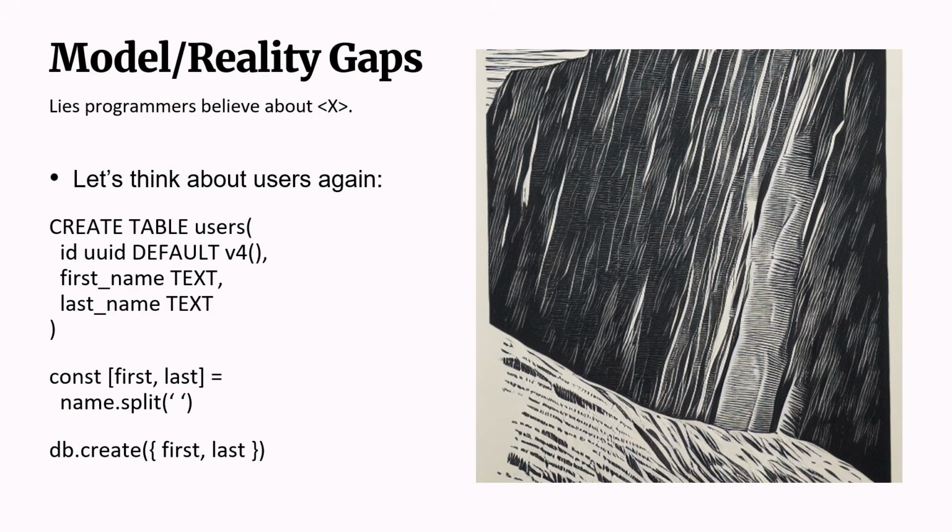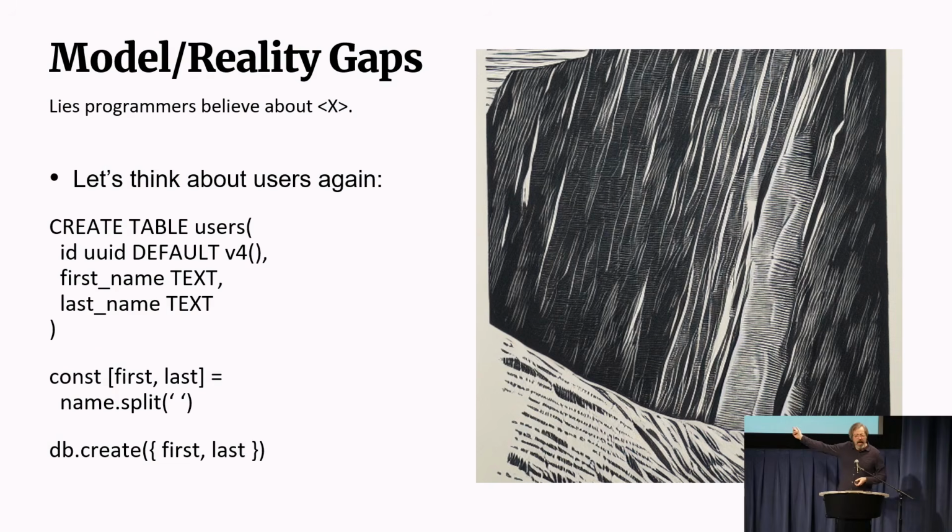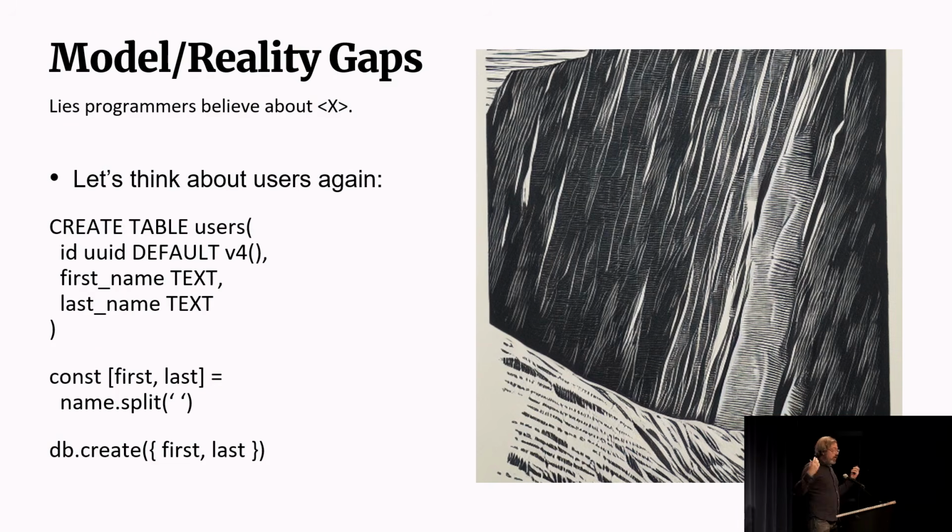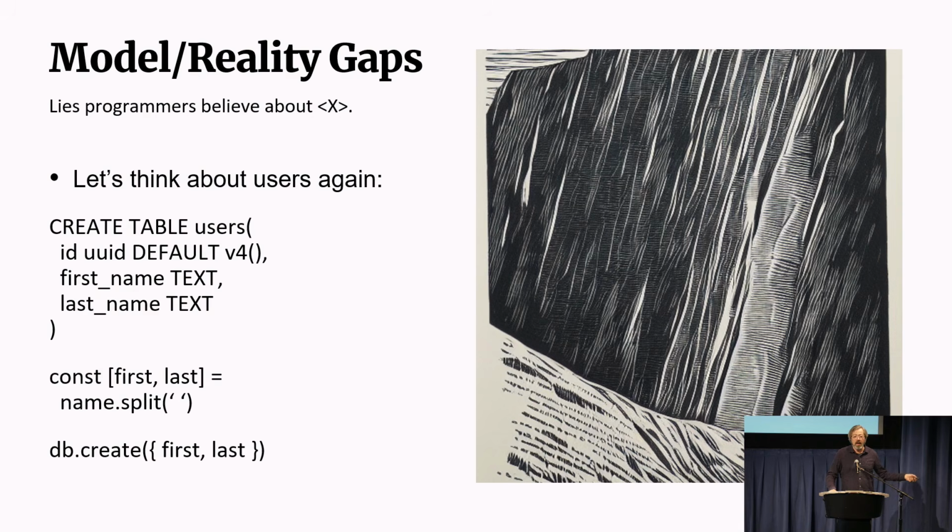And again, we're going to use a toy example to illustrate this. So you've got a users table, it's the same app as before. And you know, your users, there's a bunch of fields. You got a first name and a last name. And how do you get the first name and the last name? It's easy. Guys, you just split on a space.